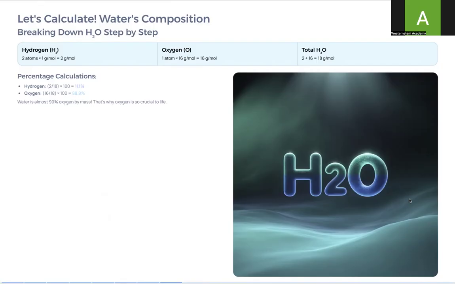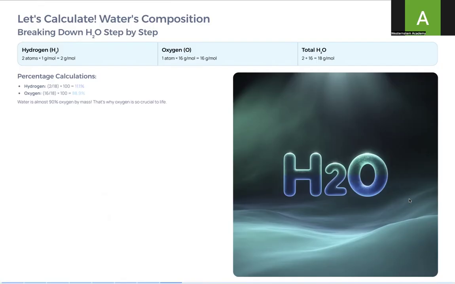So first we have that 18 grams per mole. Now hydrogen, out of that 18 grams per mole as the total mass, we have 2, 2 being the mass of hydrogen. So 2 over 18 times 100. And then that's how we get the answer, right? 11.1% hydrogen. And oxygen being 16 grams per mole as the total mass, 16 out of 18 times 100 is equal to 88.9%.